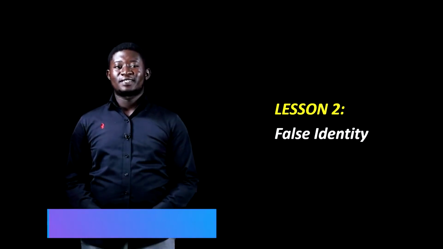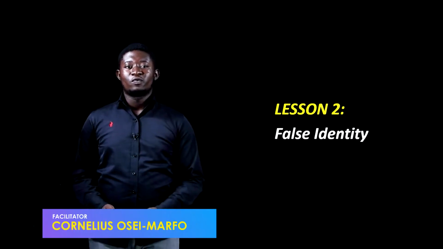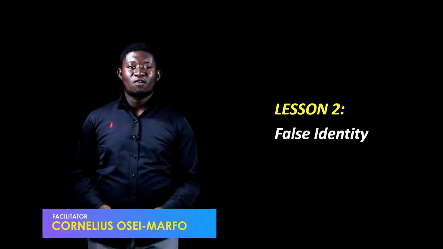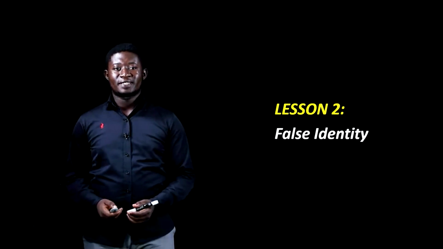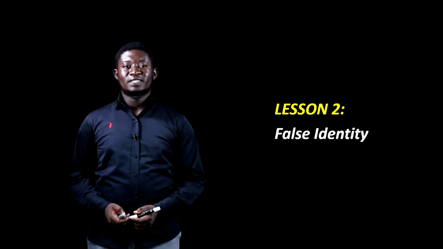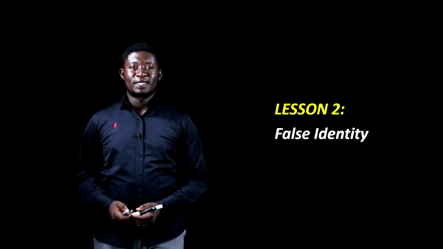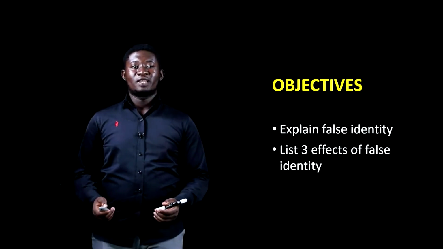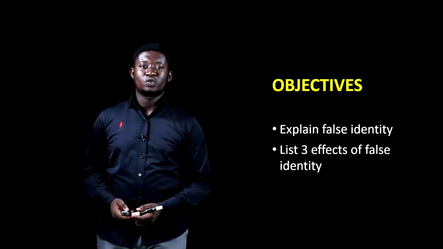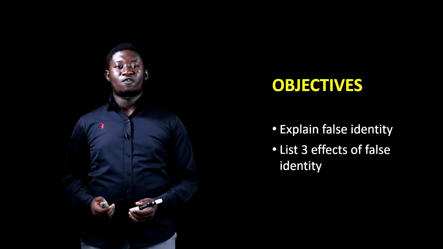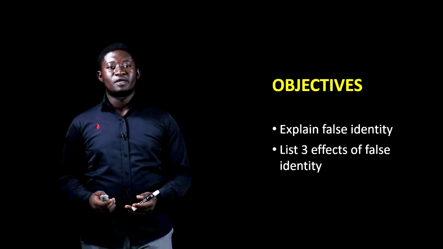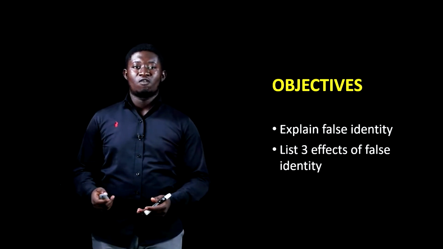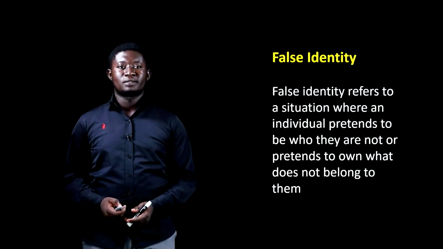In our previous lesson, we looked at personality, we discussed self-identity, and then the types of self. In this lesson, we'll look at false identity. By the end of this lesson, students should be able to explain the concept of false identity and then be able to list 3 effects of false identity.